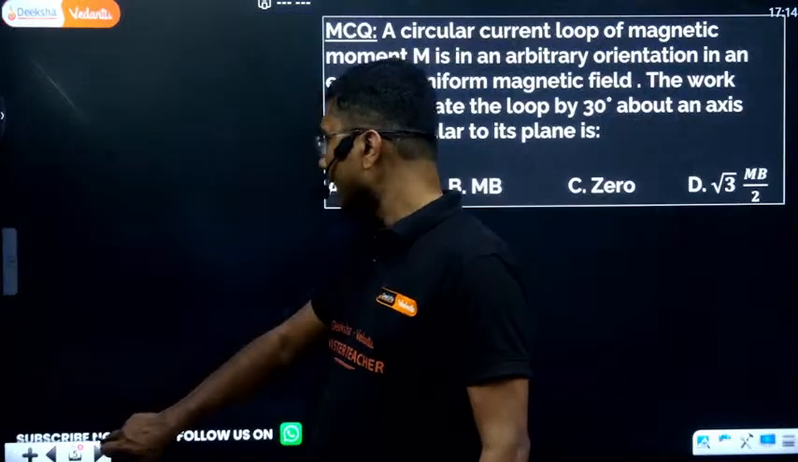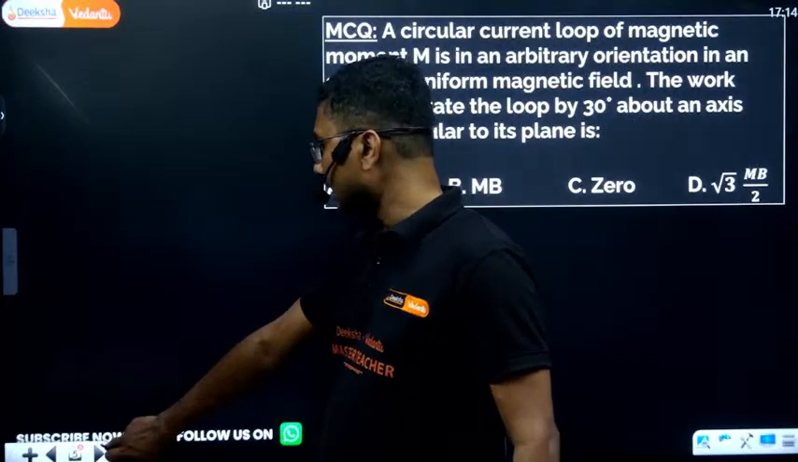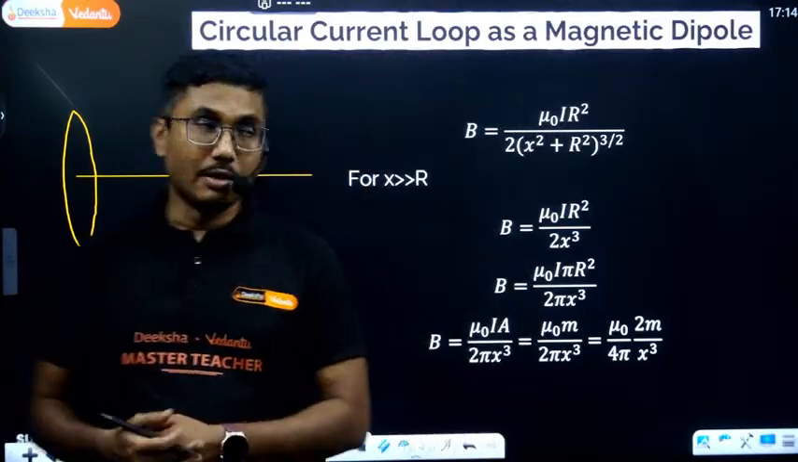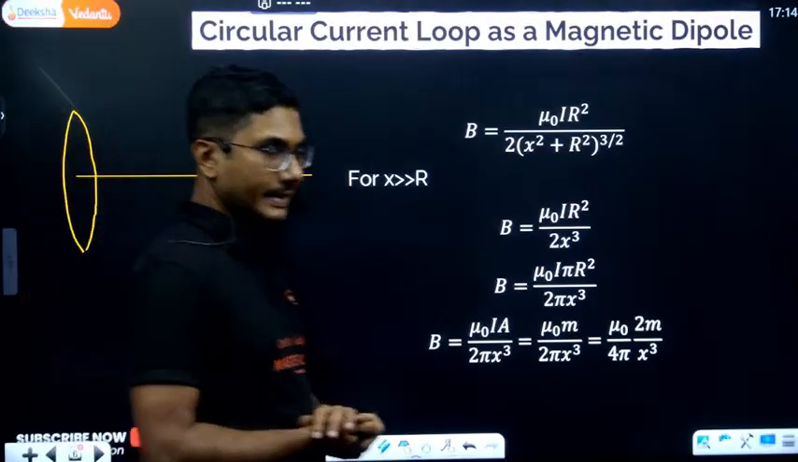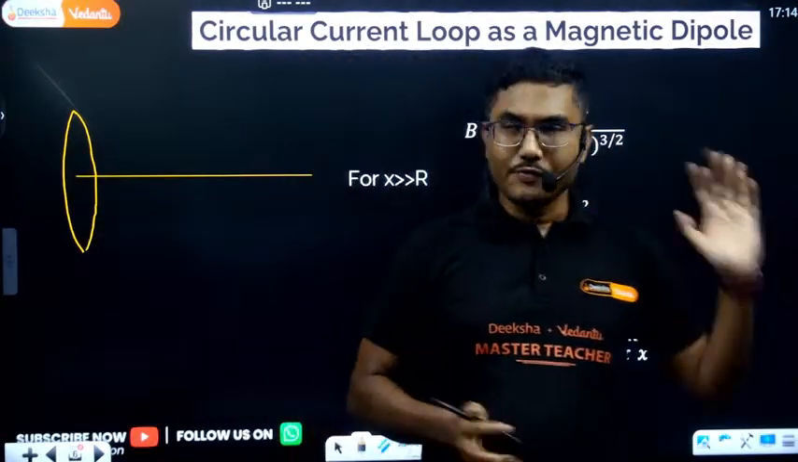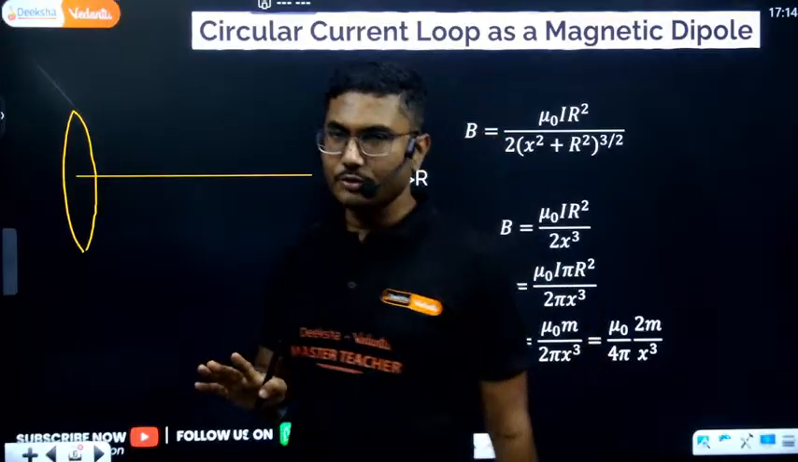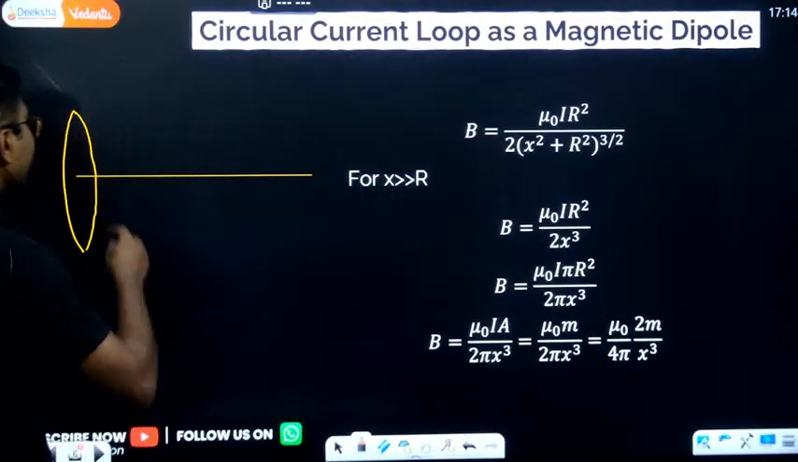But even before that, let us discuss another important topic, which is the magnetic field due to a current carrying loop, the circular current loop as a magnetic dipole. This one is first. Obviously, we have done this derivation. We are not going to do the derivation today, just want to revisit once more.